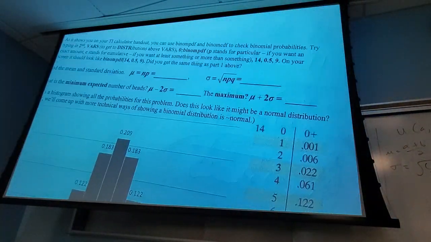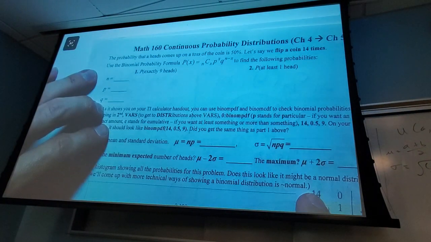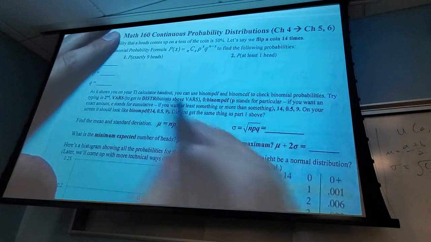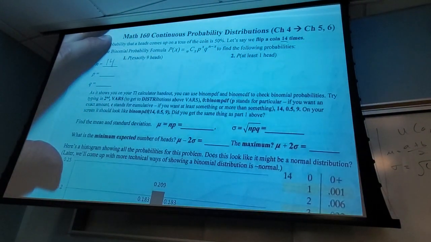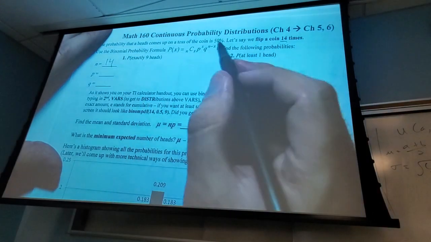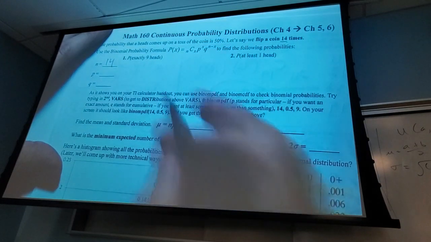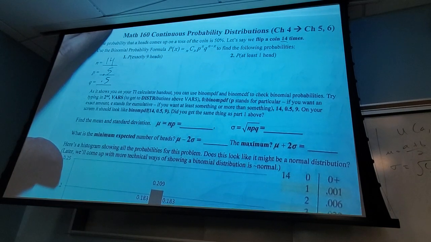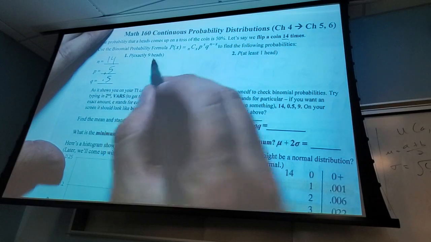So let's look at this side. We're gonna do this together. I think some of you have already started looking at these. I'm gonna flip a coin 14 times, so of course there are 14 trials. Assuming it's a fair coin, and it even tells me that it is a fair coin, so it's 50-50. So how do I set up the probability for 9 heads?